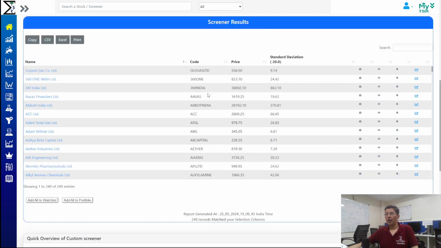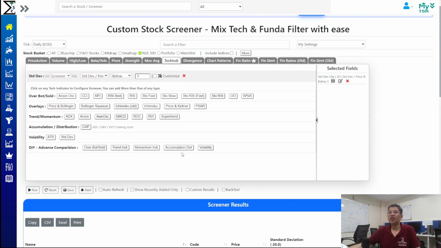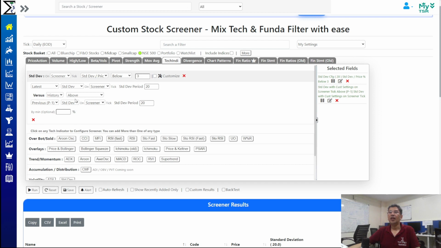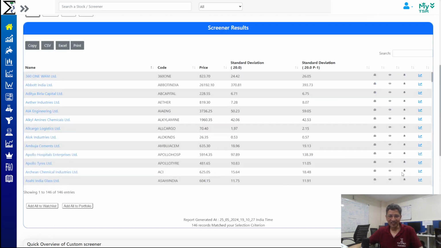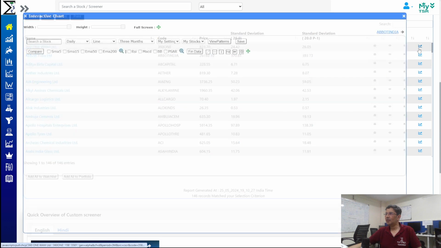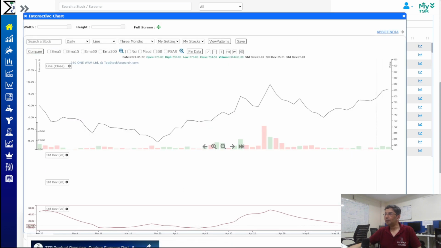We are looking for low of this, but still this is going up. So how do we control it? There's one way. You go into historical DIY comparison. You can select standard deviation below its previous one. So anything where the standard deviation is just rising will get filtered out. So you have a much lesser number of stocks where you'll find much better standard deviation.